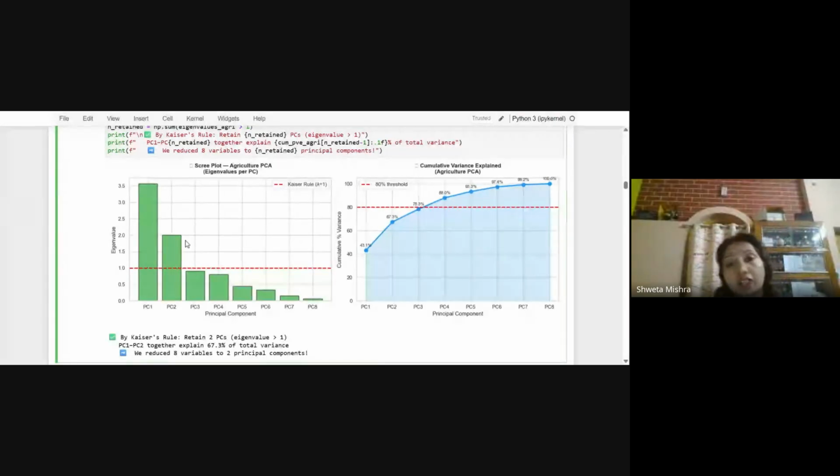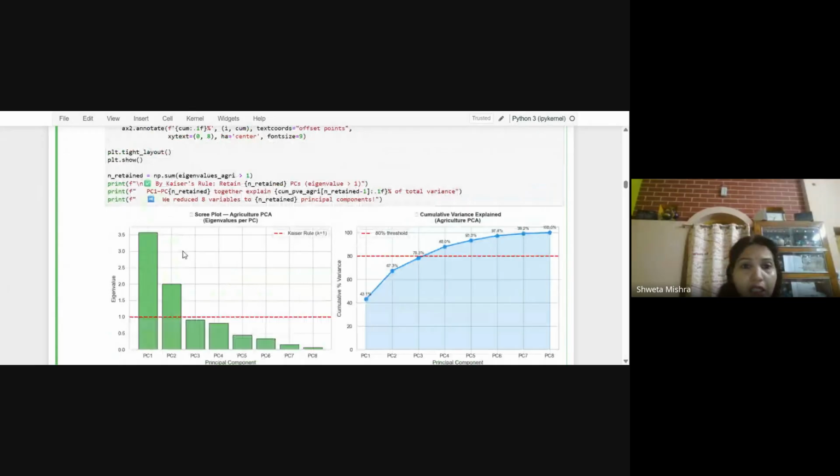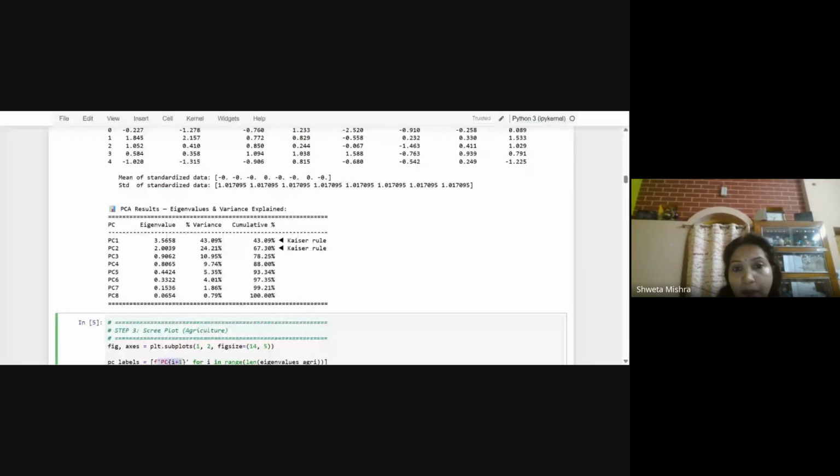Generally, the Kaiser rule is that we consider only those principal components which are greater than 1, or whose eigenvalue is more than 1. So choosing PC1 and PC2 only, we are able to cover around 67, 68%. The first 3 principal components will give you around 78%, while the first 4, PC4, will give you around 88 to 90%.